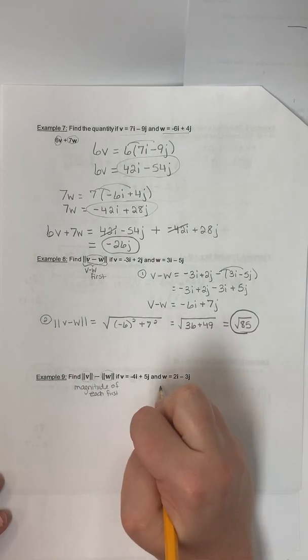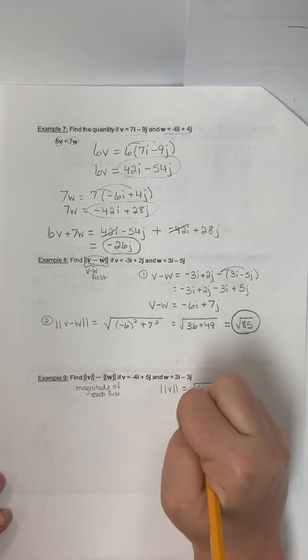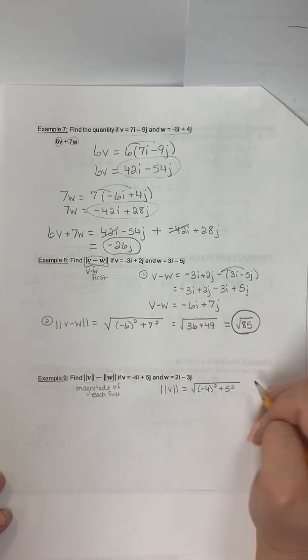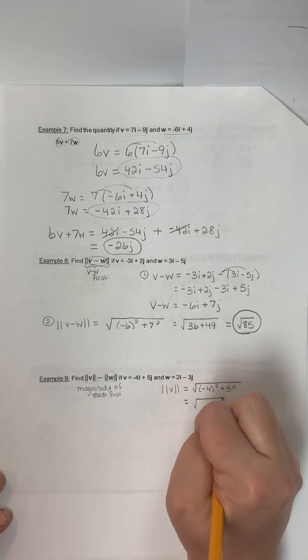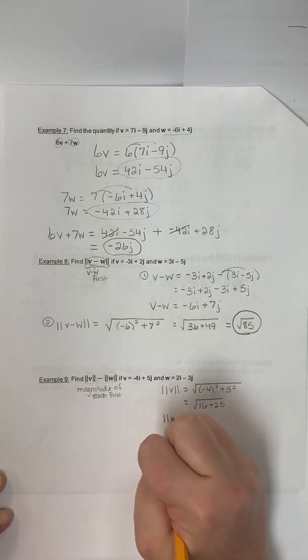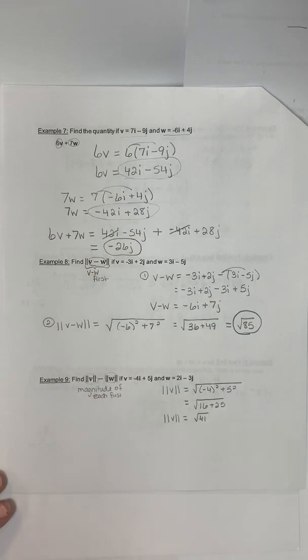All right, so first thing we're going to do, let's find the magnitude of v. So I'm going to have negative 4 squared plus 5 squared. That's going to give me 16 plus 25. And the magnitude of v is the square root of 41. Okay, I can't reduce it or do anything with it. It is what it is.